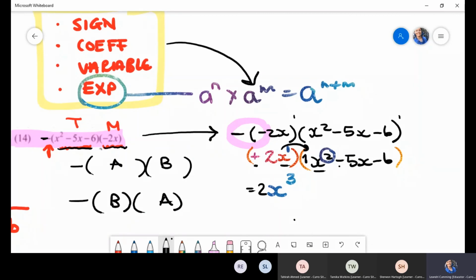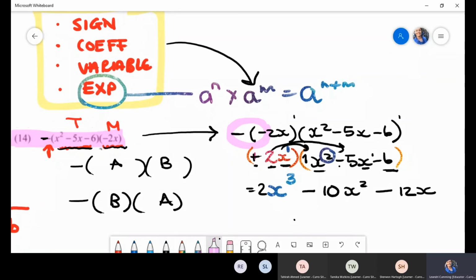A plus times a minus is a minus. 2 times 5 is 10, and x to the power of 1 times x to the power of 1 becomes x to the power of 2. Not done yet. Get back to my 2x. There is a minus 6 left. A positive times a minus is a minus. 2 times 6 is 12, and an x times that just simply becomes minus 12x.